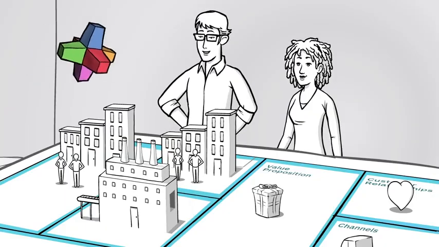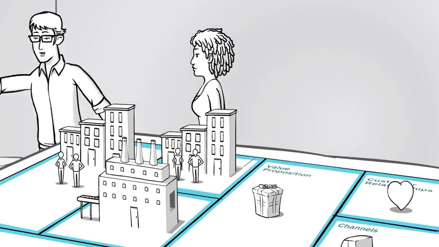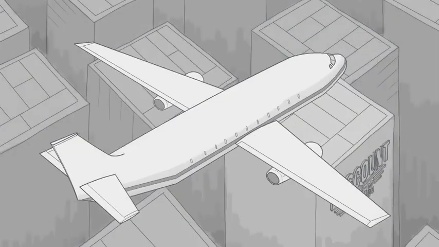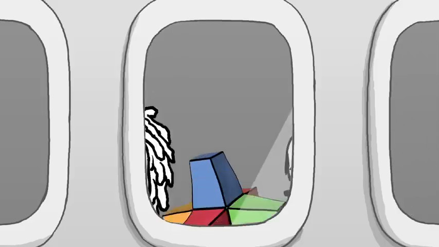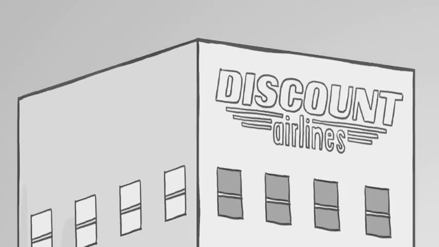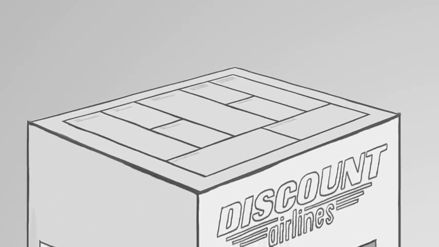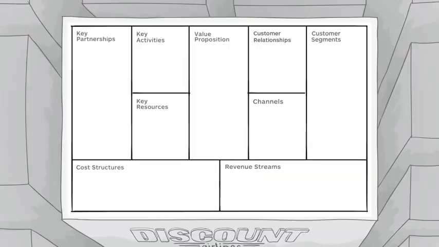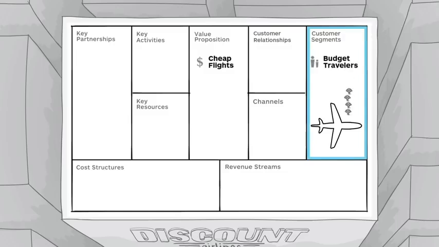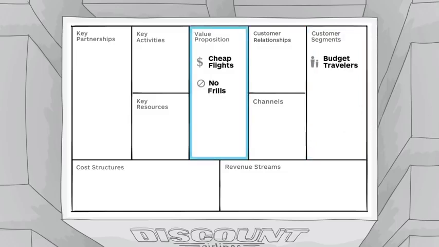But before you make a model for yourself, it helps to see what a breakthrough business model looks like in action. Like this one. Low-cost airlines revolutionized air travel thanks to their disruptive business model. Let's first look at their value proposition. A low-cost airline offers ultra-cheap flights to their main customer segment, budget travelers, by adopting a no-frills policy.